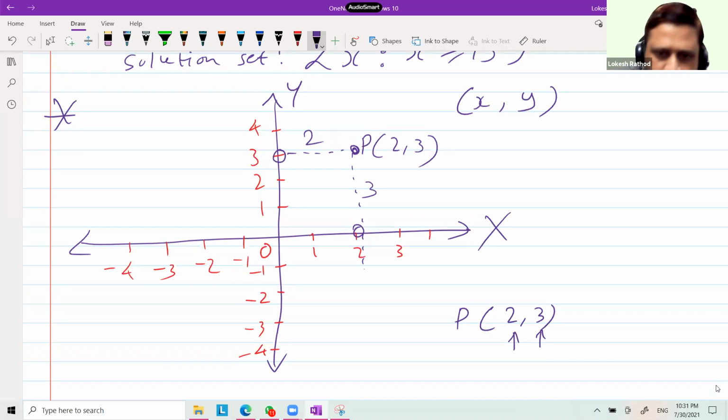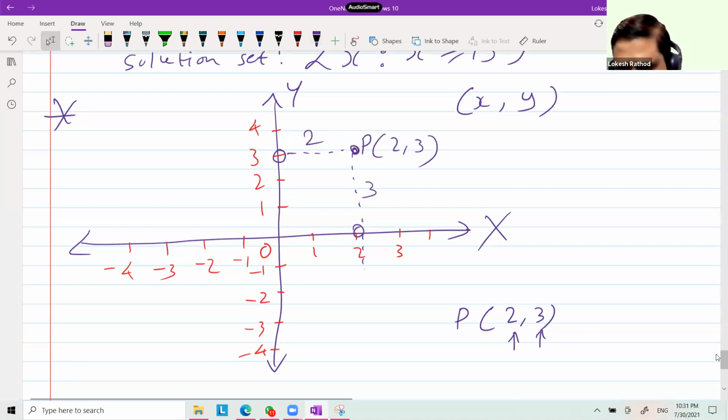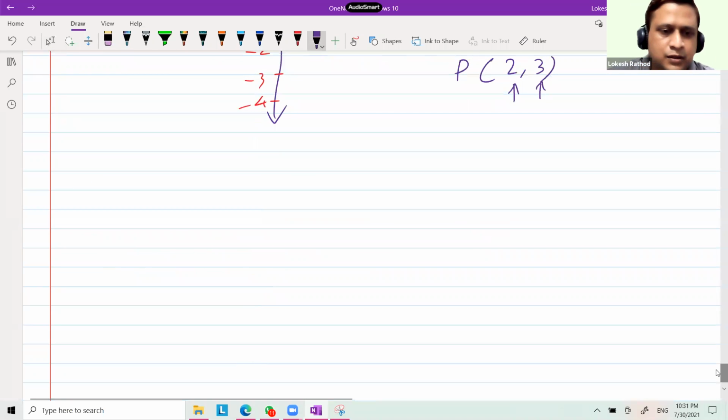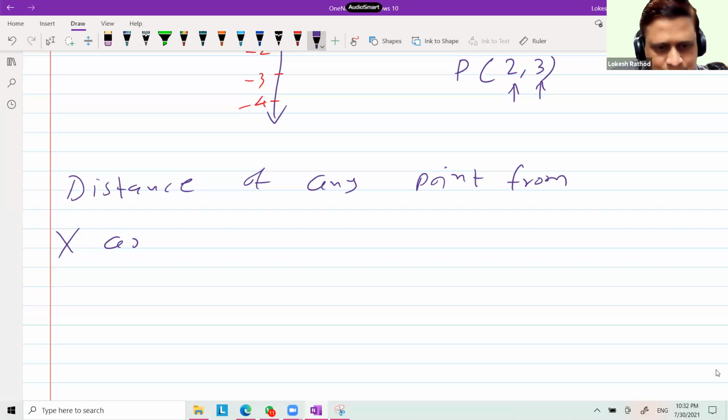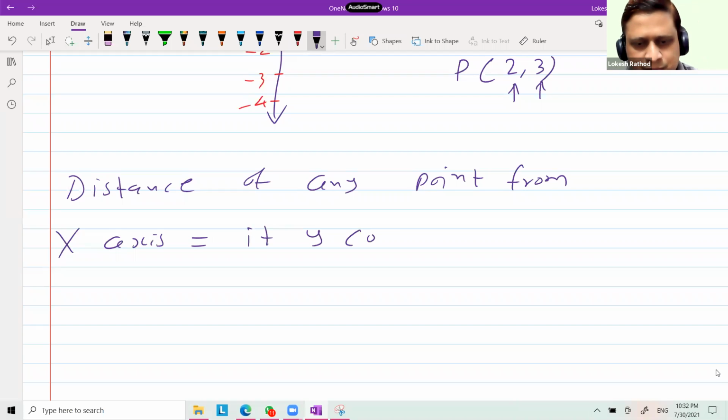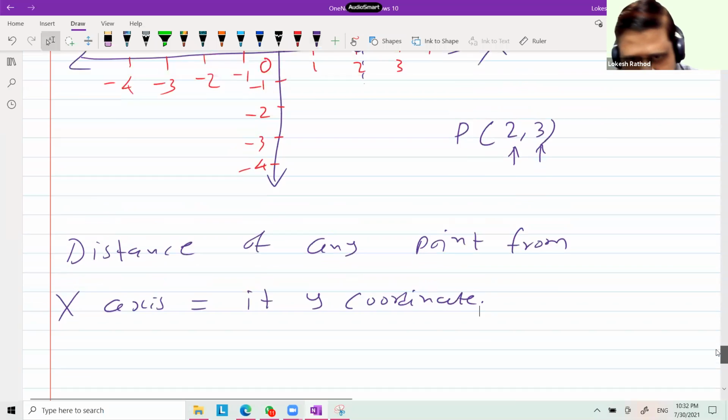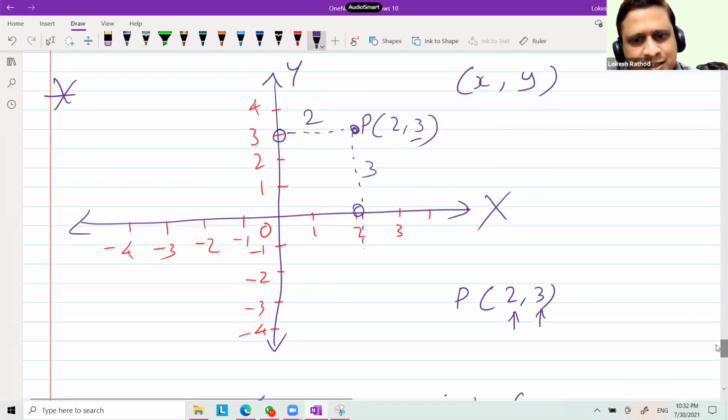So the distances are 2 and 3 units, right? So I can generalize this like this. Distance of any point from the x-axis is equal to its y coordinate. Are you getting this? In this case, what was the y coordinate? 3. And what is the distance of P from the x-axis? 3.